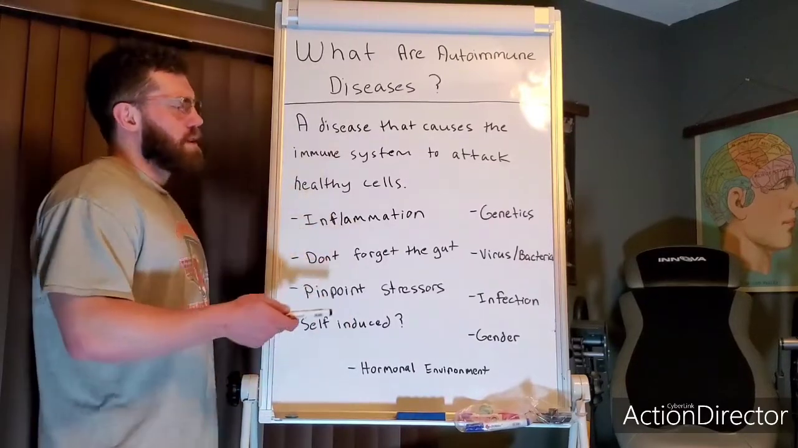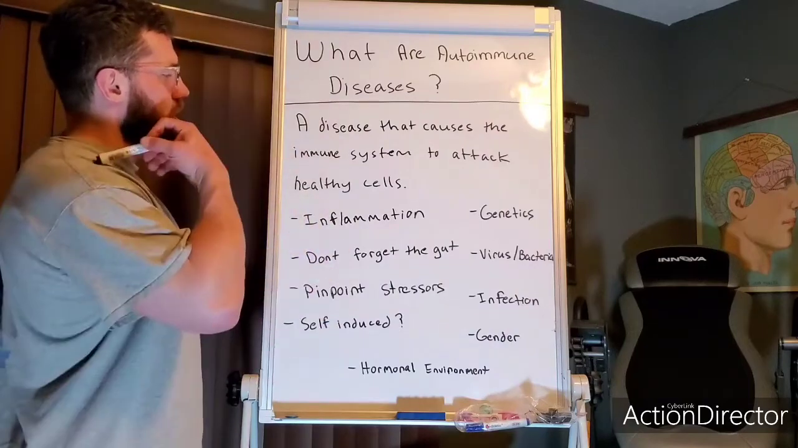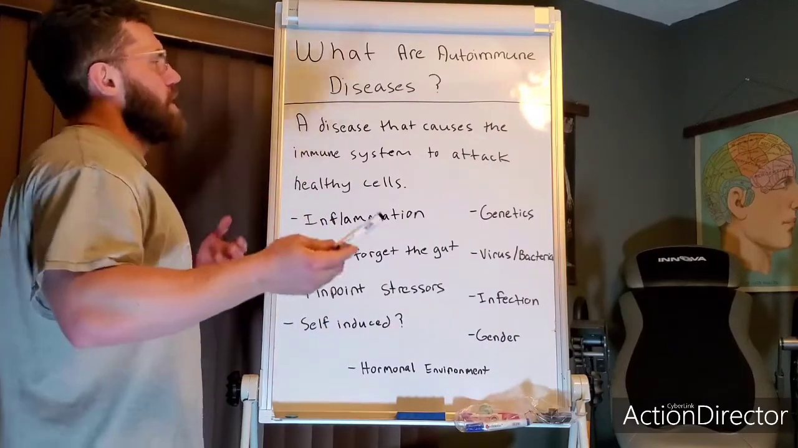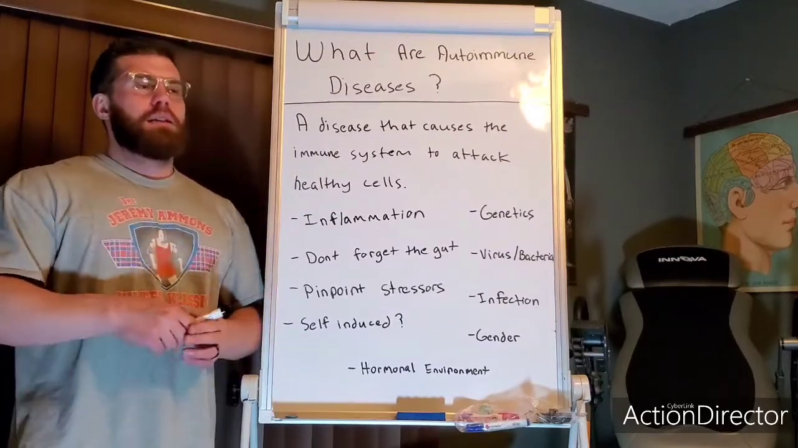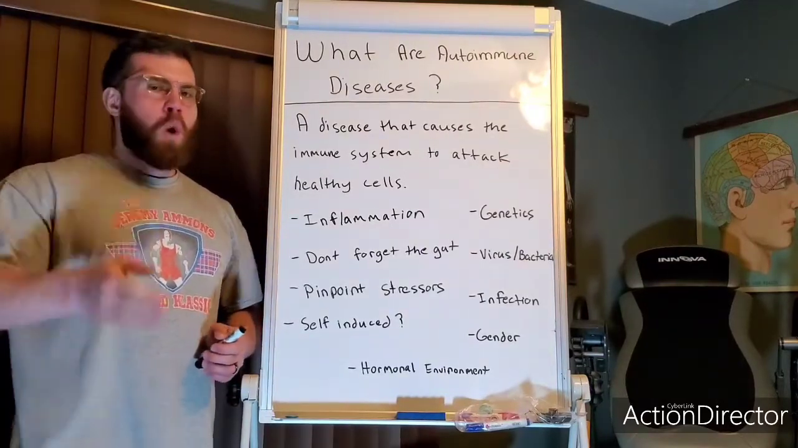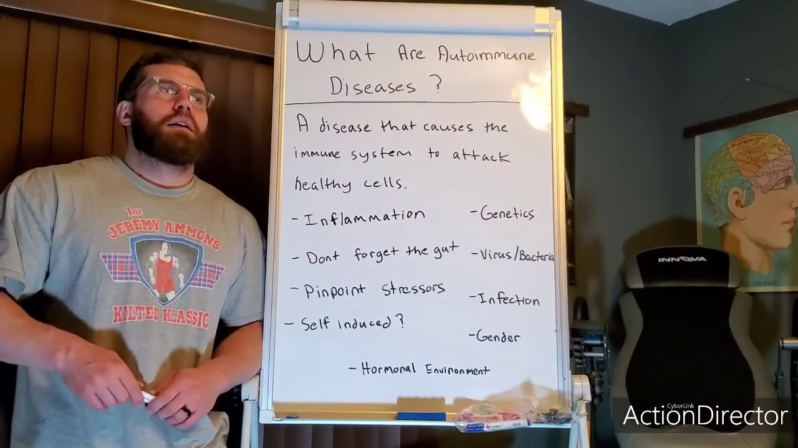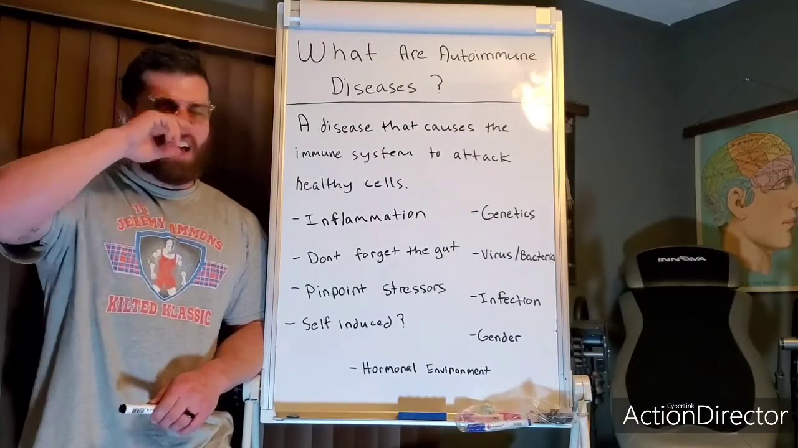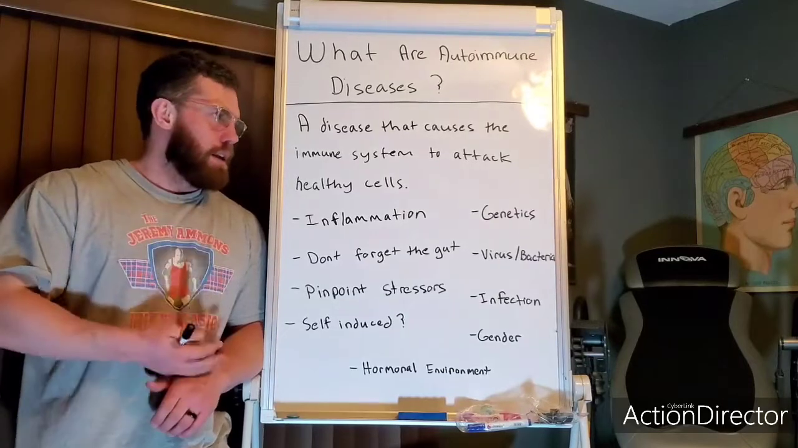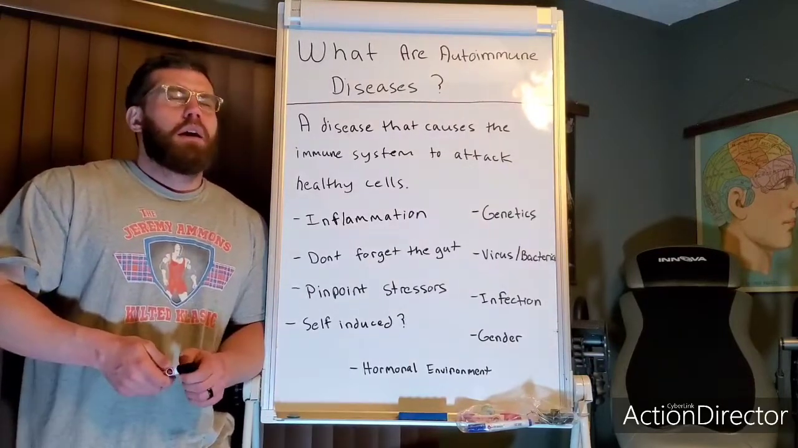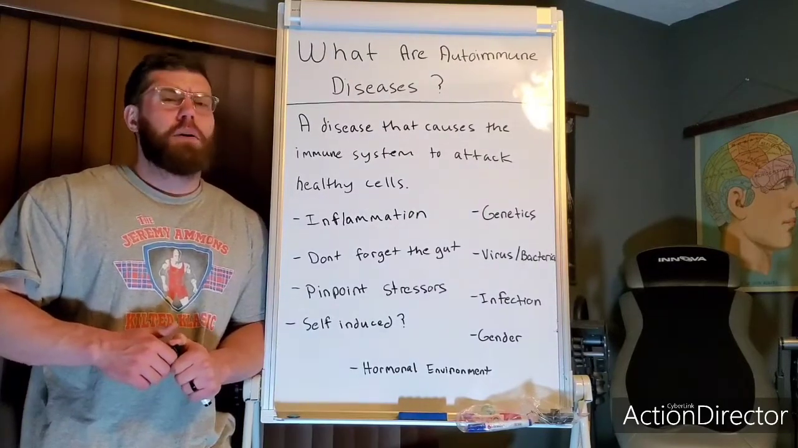Now, I said some things are genetic, but it's also important to understand that some of these things are self-induced. I say self-induced because it's not that you're doing one thing that's directly causing it, but there's a cascade of events that will slowly trickle down and you end up with an autoimmune issue. So commonly I see Hashimoto's, for example.